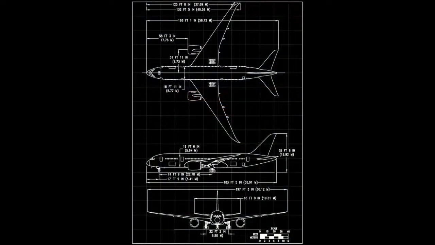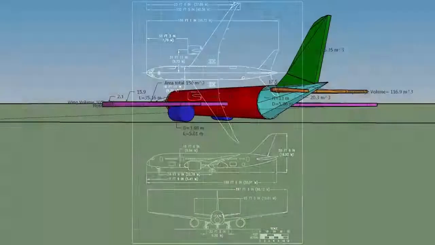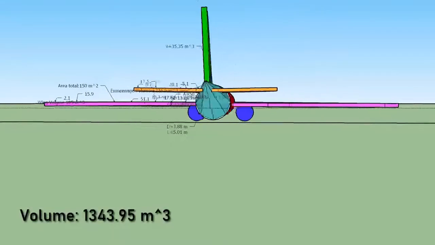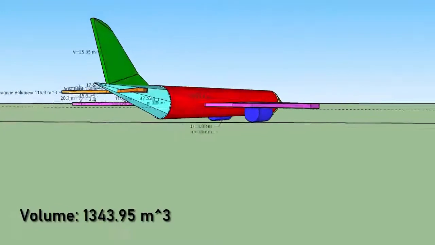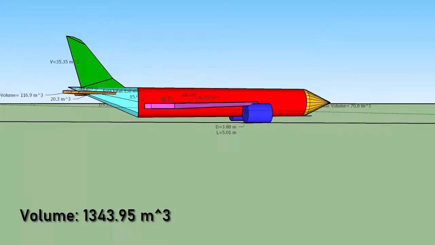For the model we use real-life blueprints that show the real measures in meters to scale up the model properly and be able to measure the shapes and find the accurate volume, which was in this case 1343.95 meters cubed.